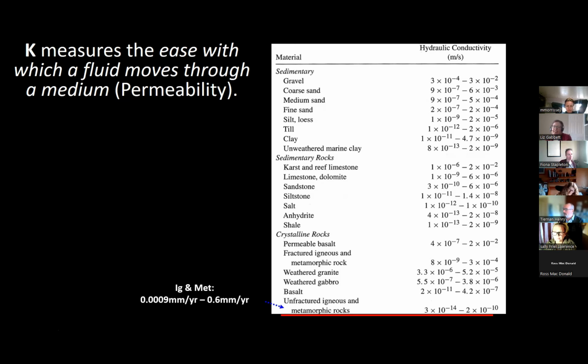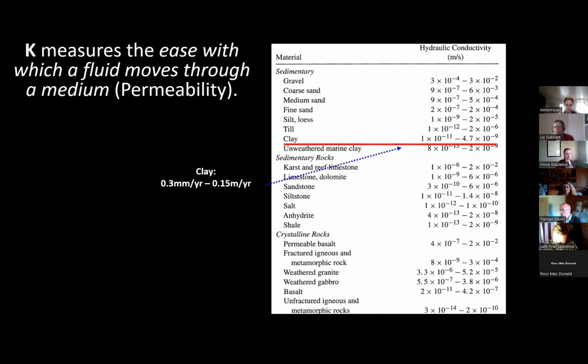From our perspective, that essentially is impermeable, because even over the course of a human life, even over 100 years, at the low end of the scale there, it's still not even going to have traveled a millimeter. But geologically, we've got 4.6 billion years of time to play with. So everything, water gets through everything, okay?